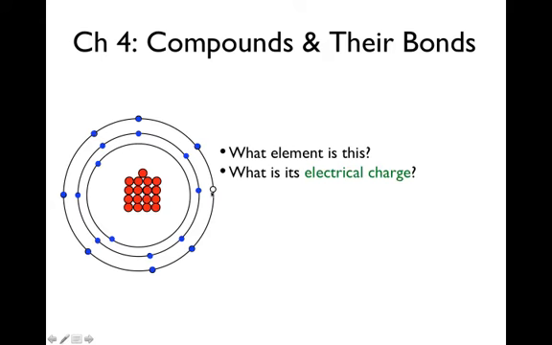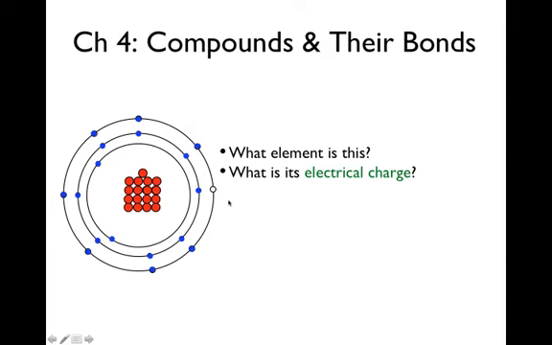Next question. What's the electrical charge of this atom? Well, we just said that there are 17 protons, so there are 17 positive charges. And if you count up all of the blue dots, which are supposed to be electrons, there are 17 blue dots, or 17 electrons as well. So 17 positive charges, 17 negative charges. That means that as this chlorine atom is currently drawn, its electrical charge is 0. It's a neutral chlorine atom.